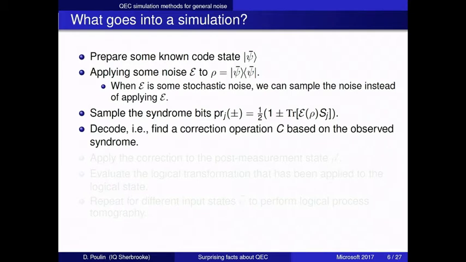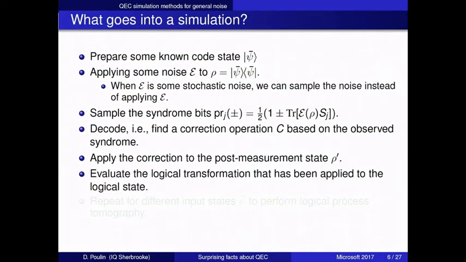Decoding is the process where you are given a syndrome that gives you partial information about how the system was affected by errors. And based on this, you try to figure out what's the optimal recovery to bring the state back to its original value. Then once you've figured out what to do, you apply that correction, and then you get a post error correction state, rho prime. And you evaluate what's the difference between rho prime and rho. And that gives you what was the logical error.